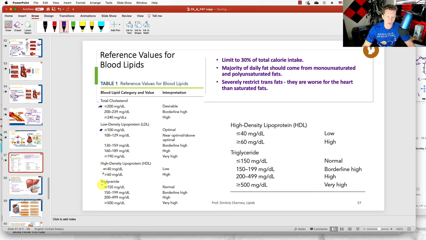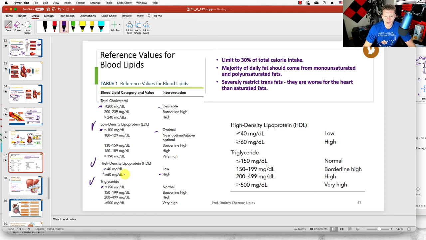Not less than 40. It is better to have it. And triglycerides around 150. So that's the total cholesterol. Total cholesterol includes HDL, LDLs and triglycerides. So you see it's desirable. This is the optimal. That's high.